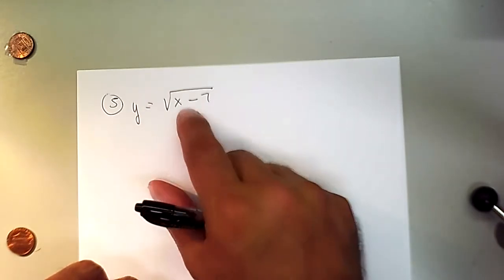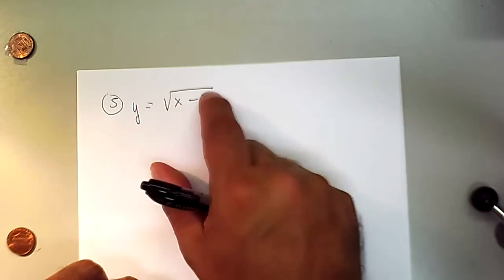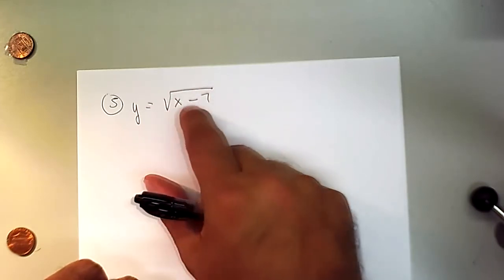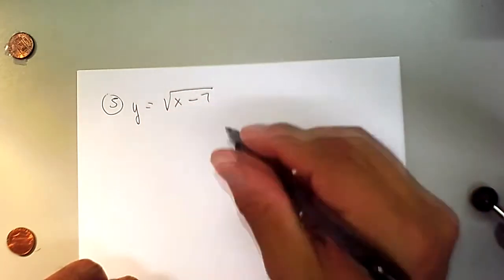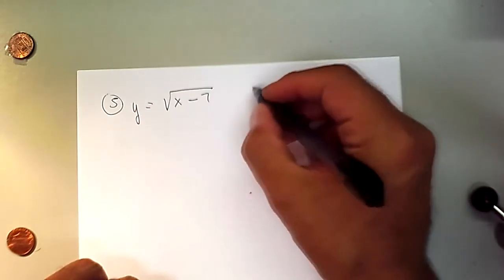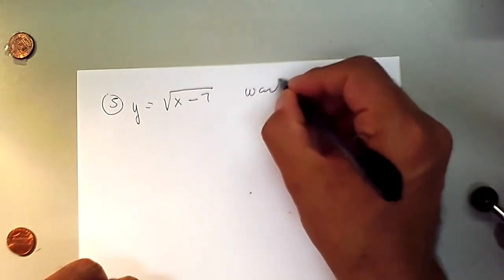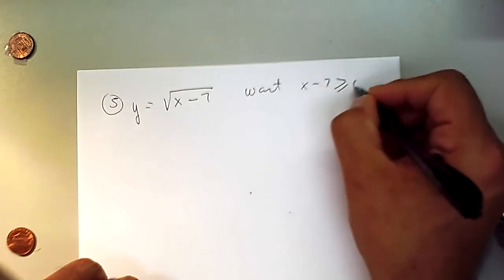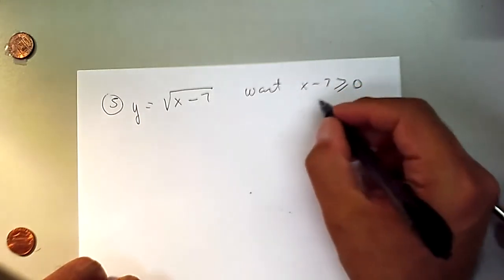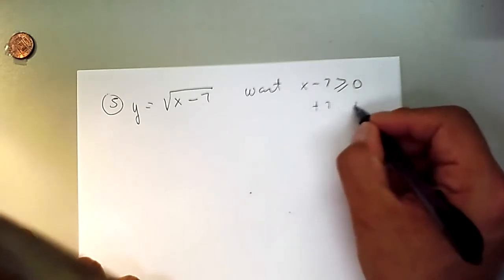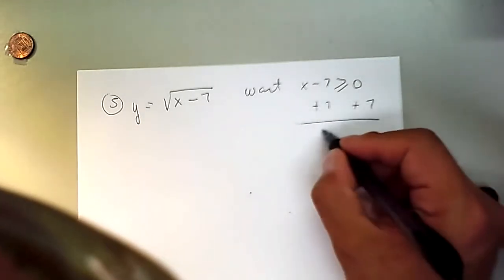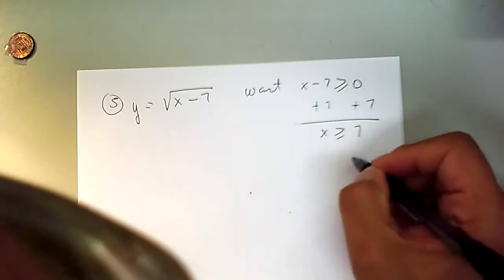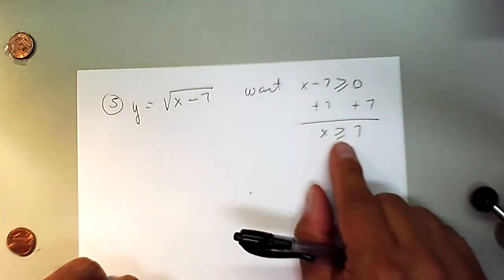All right, so the only way this could work is if x is greater than or equal to 7. So we want x minus 7 to be greater than or equal to 0, which means that if we add 7 to both sides of the inequality, x has to be greater than or equal to 7, and then this is our domain.